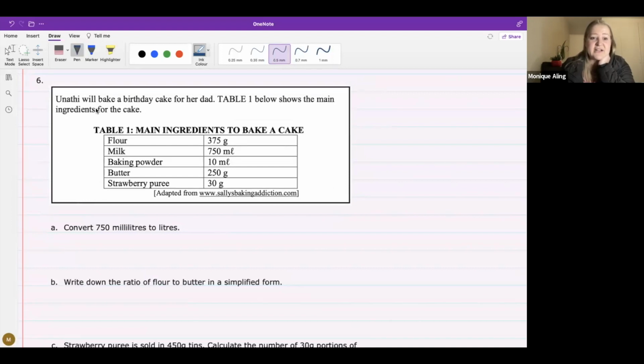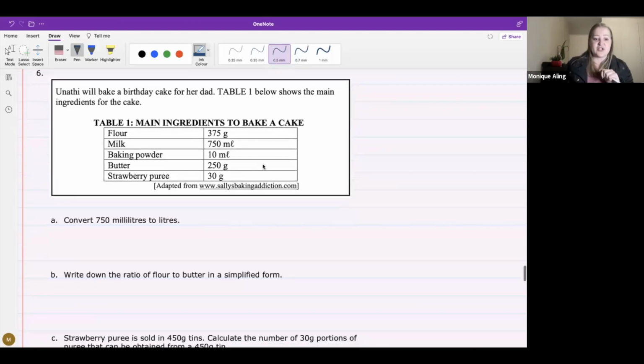It says, Unati will bake a cake for her dad. Table 1 below shows the main ingredients for the cake. So we've got flour, milk, baking powder, butter, and strawberry puree, and we've got milliliters and grams as our units. First question, convert 750 milliliters to liters. How are we going to do that?